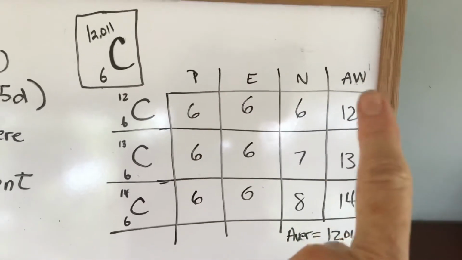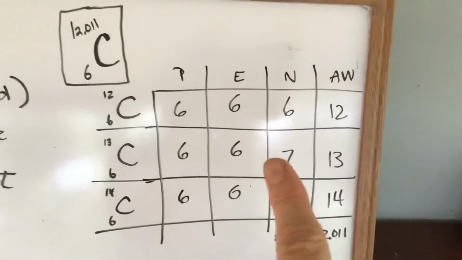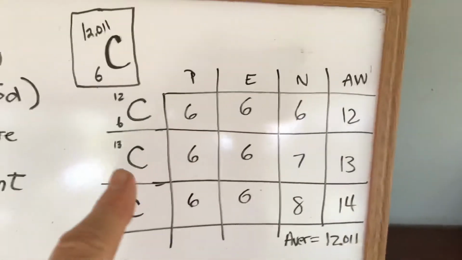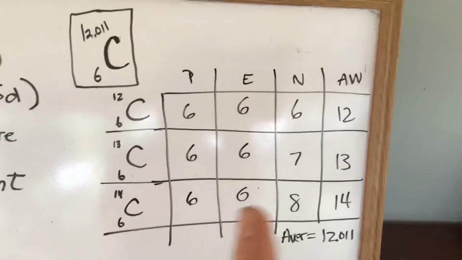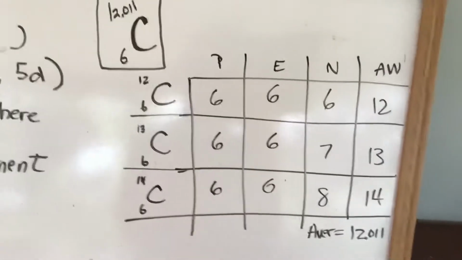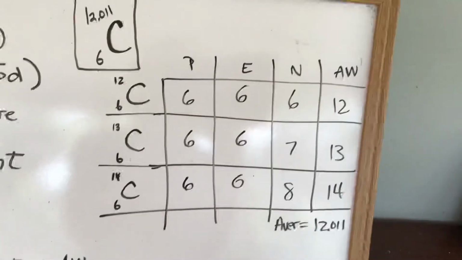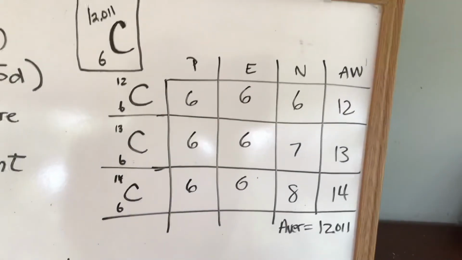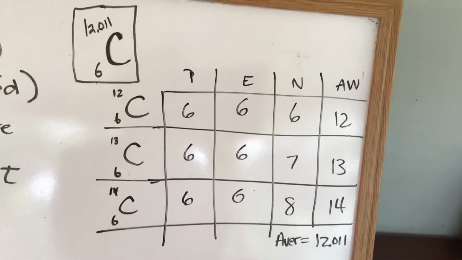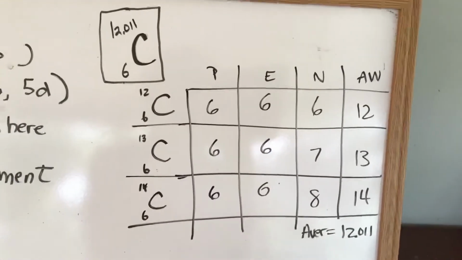That would make its atomic weight 12. That is C12. Okay? In this case, 6 plus 7 is 13. That would make this C13. Or 6 plus 8 is 14. This is C14. Okay? Now, C14, it turns out, is actually radioactive. It can give off particles. In this case, it would give off neutrons. And it would become eventually C12, but radioactive just means that it can give off particles.